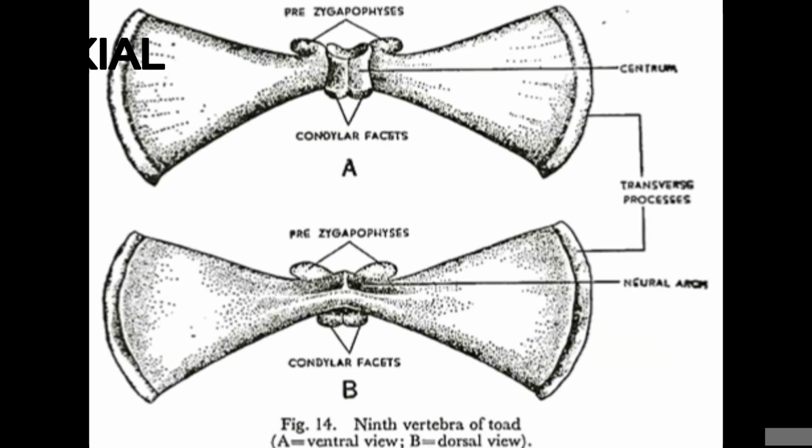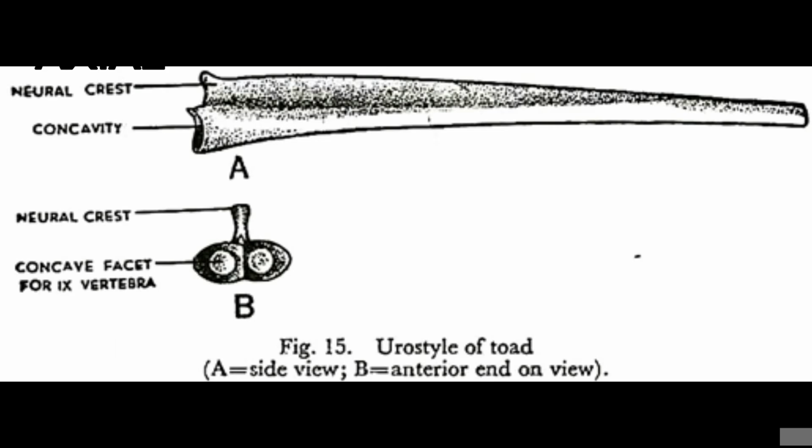In the ninth vertebra, you can see the centrum, pre-zygapophysis, condylar facets, transverse processes, and the neural arc. The urostyle is composed of the neural crest, concavity, and the concave facet. The appendicular skeleton is mostly for locomotion.